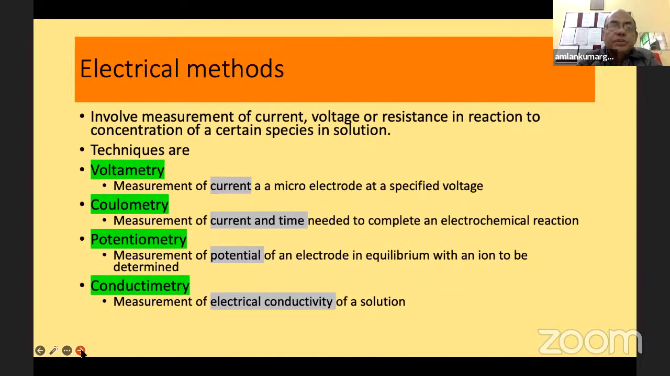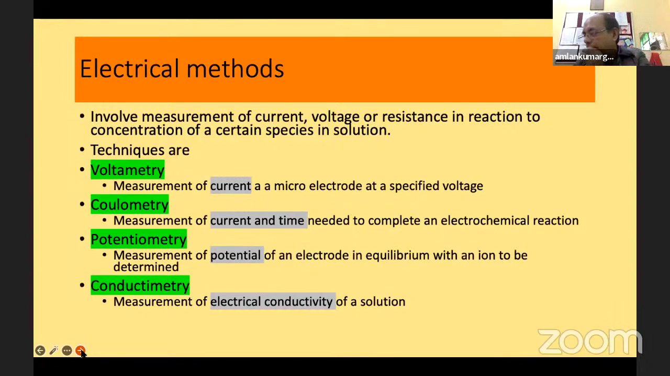Then there are electrical methods, which could be voltammetry, coulometry, potentiometry, or conductimetry. Here we measure the current, voltage, or resistance. In voltammetry, we measure the current at a microelectrode at a specified voltage, whereas in coulometry, we measure the current and time. In potentiometry, we measure the potential of an electrode. And in conductimetry, we measure the electrical conductance of the solution.